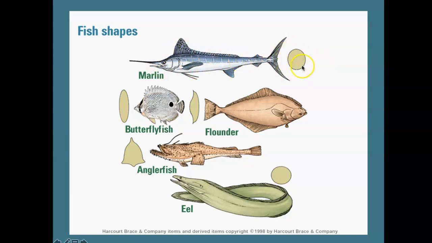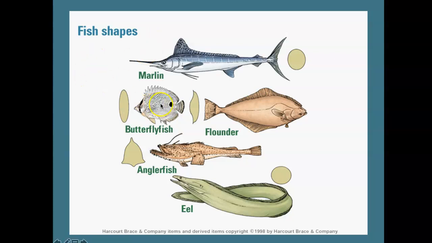And you'll see that we call that fusiform body, any body form that's torpedo shaped. We say fusiform. Okay, so fusiform means torpedo shaped. And that just helps, again, to make the body of the fish more streamlined and to decrease drag.